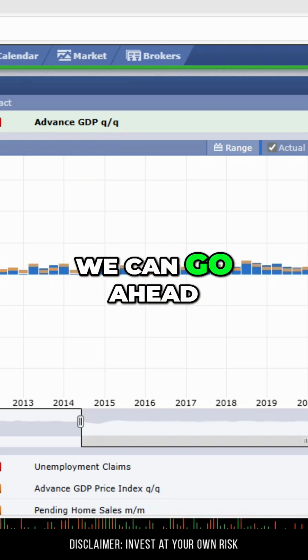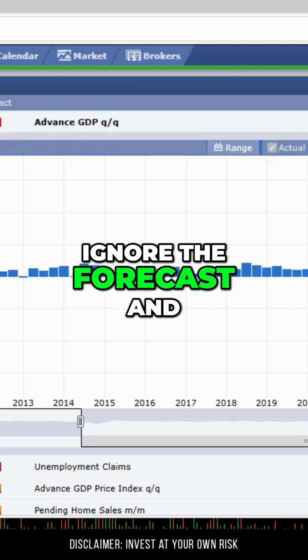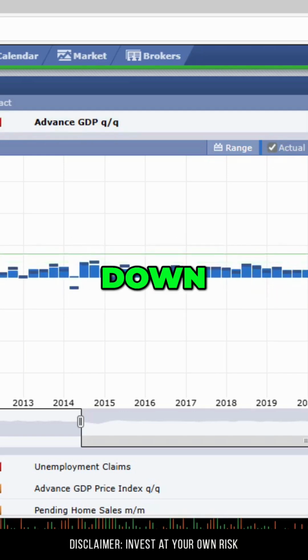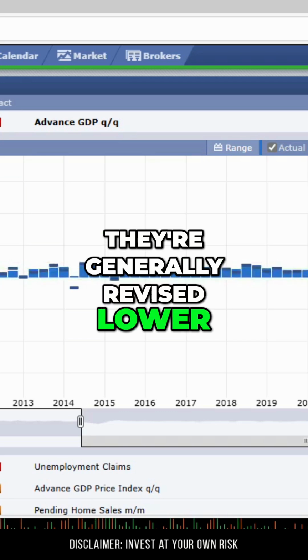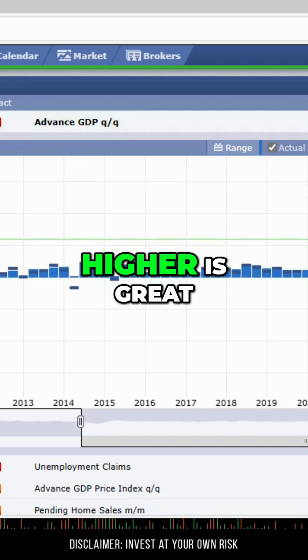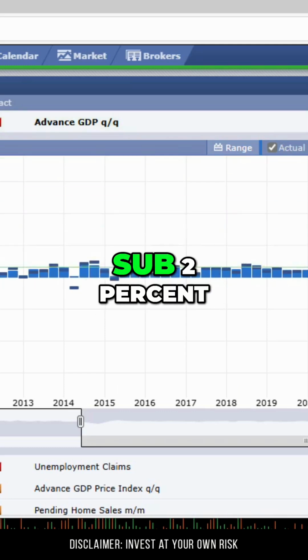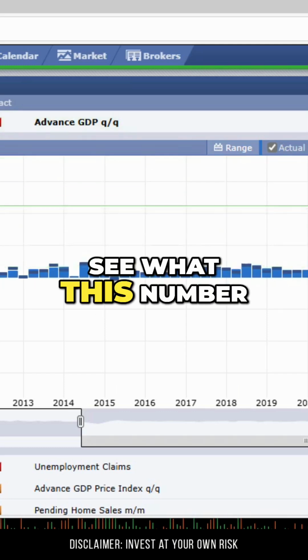As we look at this, we can ignore the forecast and look at the revisions, and notice that the revisions are generally down. They're generally revised lower. So the fact that the previous quarter revised higher is great, but if this is going to be revised lower, then we could be sub 2% by the time we see what this number actually is.